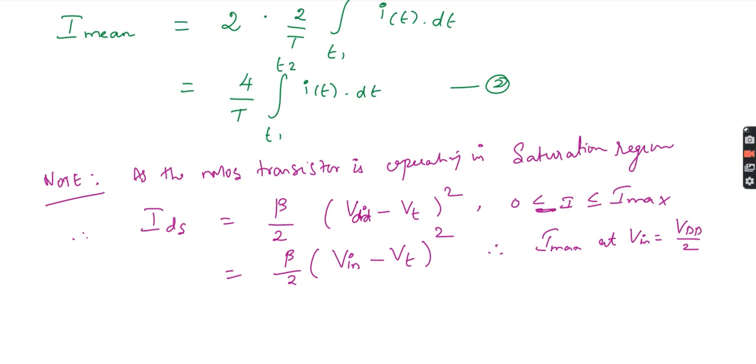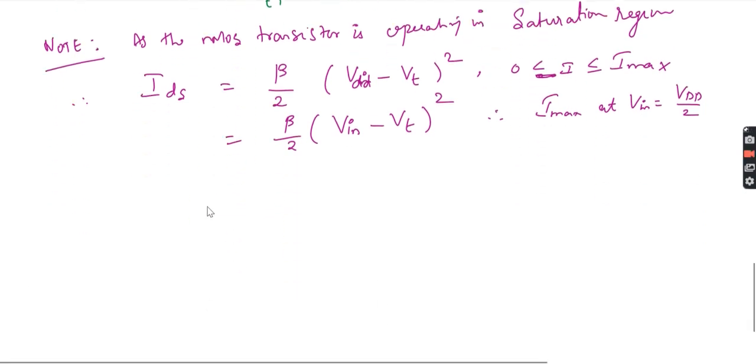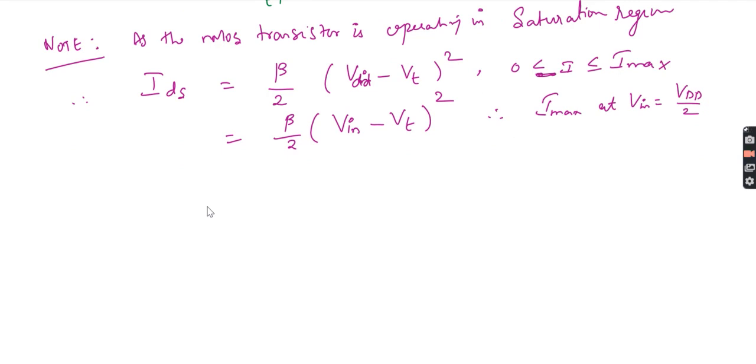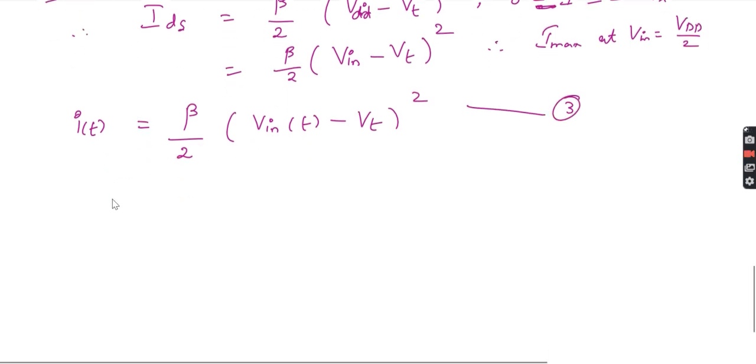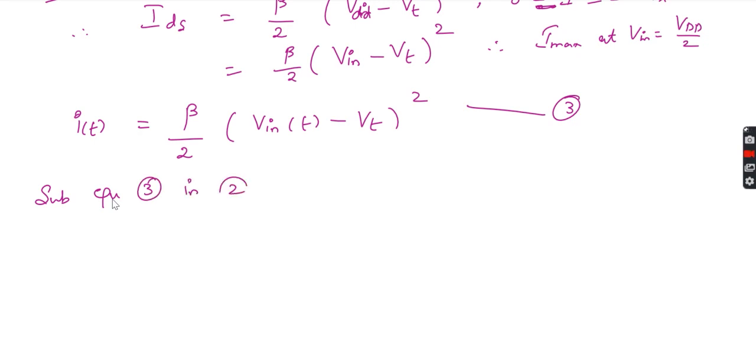So now let us do the substitution. Instead of IDS, I will write I of t is equal to beta by 2 into Vn of t minus Vt the whole square. I will take this as equation number 3. Now substitute equation number 3 in 2.